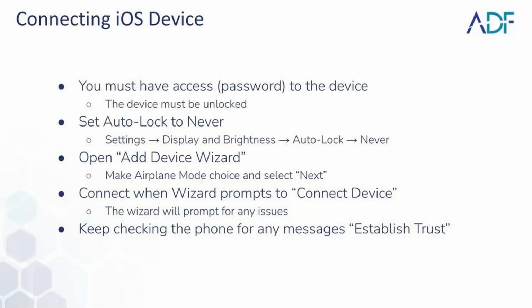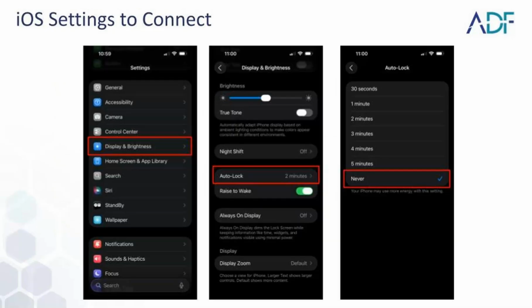You're going to connect the device when the wizard prompts you to connect device, and the wizard will then prompt for any issues you may have with the connection process. And keep checking that phone for any messages, because establish trust should pop up, and you need to establish trust with that device.